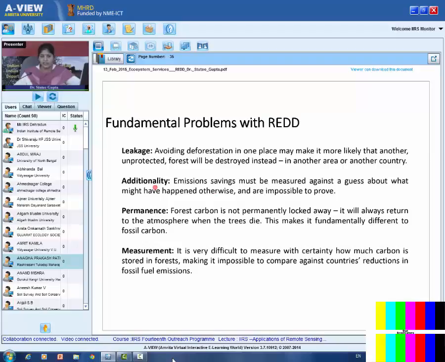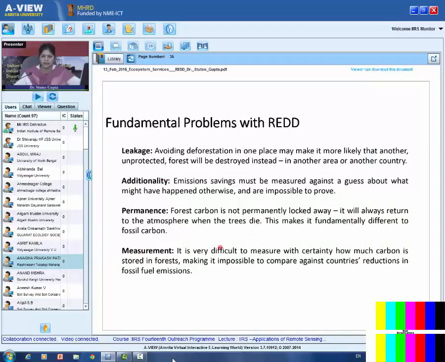Again, additionality is a bigger problem. Emission saving must be measured against a guess about what would have happened otherwise, and is impossible to prove. So how much additional growth I have achieved during my REDD compliance, measuring it is difficult, but it is not impossible. For that I should be technically skilled in using remote sensing data, and in terms of manpower, skilled manpower. Those countries which do not have this may face a problem of measurement and additionality.